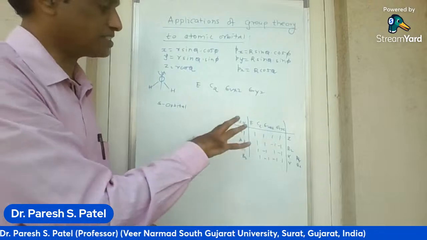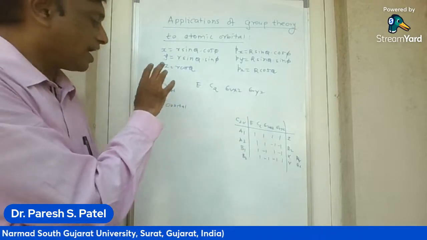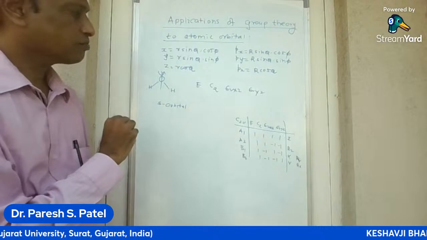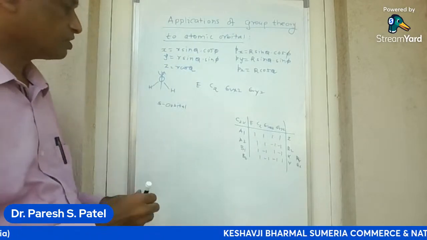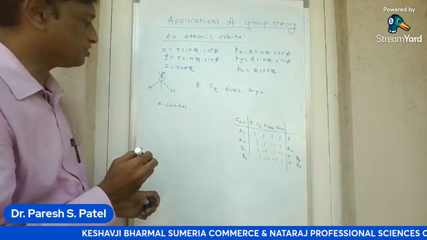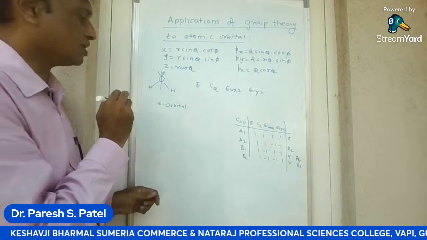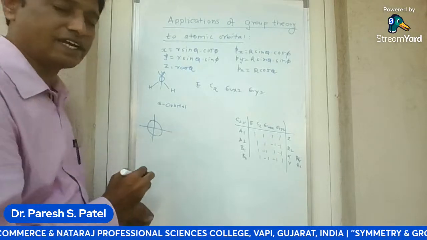Okay, with the help of this character table, we can predict how many hybrid orbitals are involved in the bonding skeleton of the molecule. So let us start with the first oxygen atom of the water molecule. Let us start with the s orbital, and we know that the shape of the s orbital is spherical.